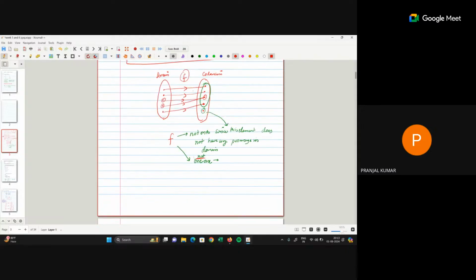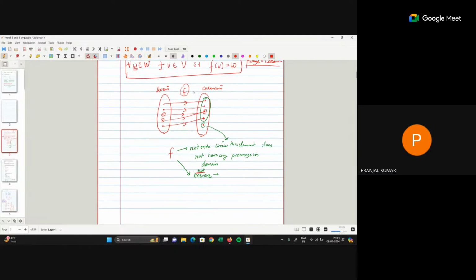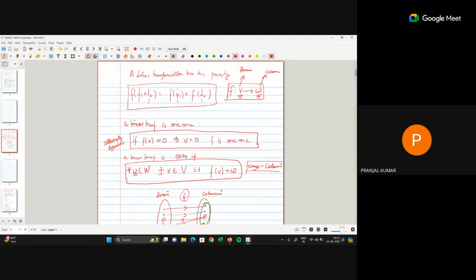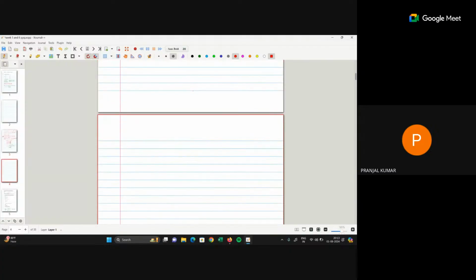Okay, fine. I think you are clear with the 1-1 and onto part. Now let's see in terms of linear transformation. What is meant by 1-1, what is meant by onto, and what does this alternate definition actually mean? Suppose we have this f from R3 to R3.